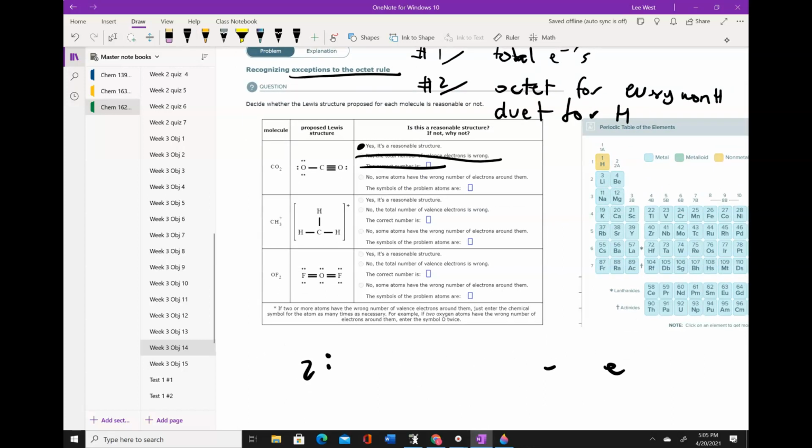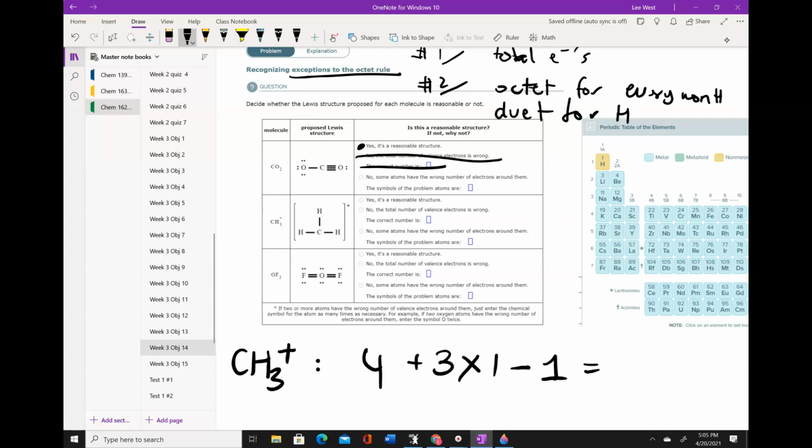Okay, what about the next one? CH3+. The first thing we're going to check is that we have the correct number of electrons. We get 4 for the carbon, 3 times 1 for the hydrogens, and then we have to take 1 electron away to get the positive charge. So 4 plus 3 gives me 7, minus 1 leaves me with 6 electrons. Does what I've got there have 6 electrons? 2, 4, 6. So it has the correct number of electrons, right? The total number of valence electrons is not incorrect.